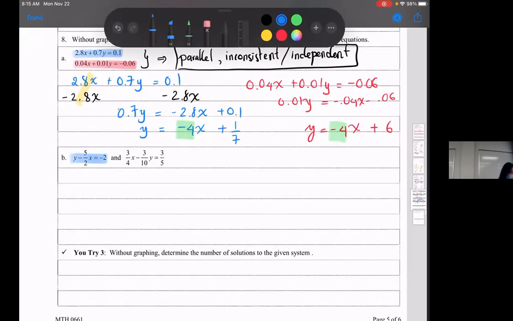Okay, so this one right here is easy, right? All you have to do is add 5/2x. So y equal 5/2x minus 2. Here is the slope. And then the other one, let me highlight in red.